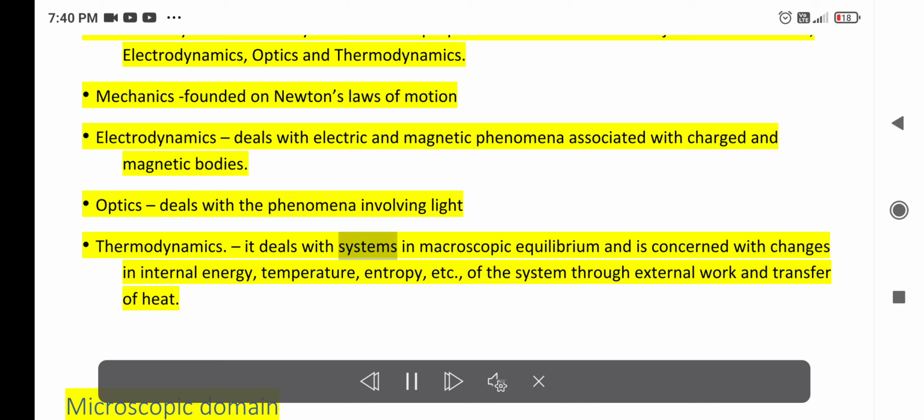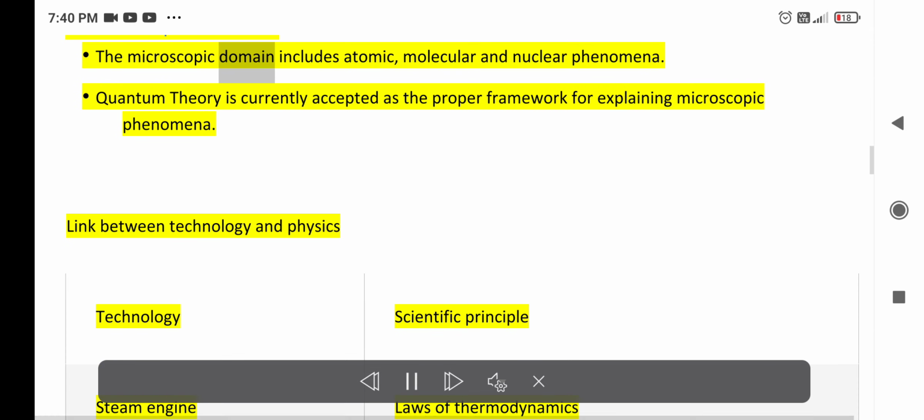Thermodynamics. It deals with systems in macroscopic equilibrium and is concerned with changes in internal energy, temperature, entropy, etc. of the system through external work and transfer of heat. Microscopic domain. The microscopic domain includes atomic, molecular and nuclear phenomena. Quantum theory is currently accepted as the proper framework for explaining microscopic phenomena.